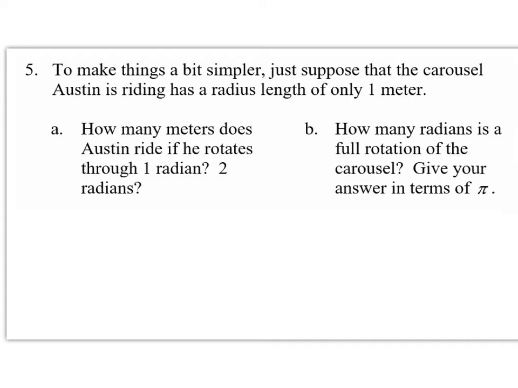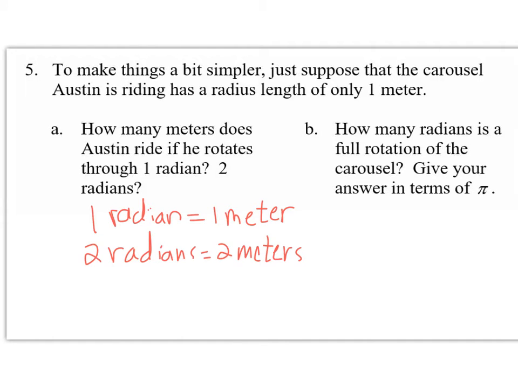Perhaps you were thinking that you would need to use your circumference formula here, but you really don't. Since the length of 1 radius is only 1 meter, and we're going to rotate through 1 radian, which of course means 1 radius, Austin's going to ride just 1 meter for 1 radian. This is why this makes it a little simpler. Every radian that he travels is going to equal 1 meter going around the circle. So of course 2 radians would just be 2 meters. This makes it easy to figure out how many radians we might be traveling.